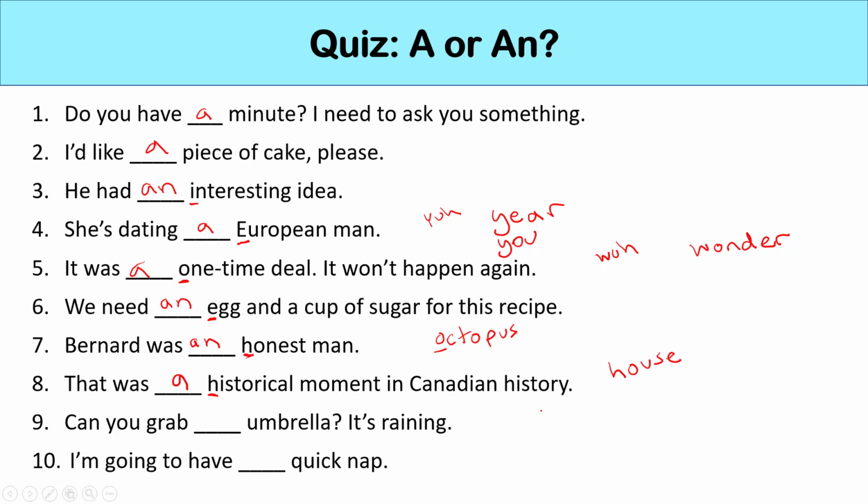Number 9, can you grab an umbrella? Umbrella begins with a U and it has a vowel sound. And finally, question 10. I'm going to have a quick nap. Quick begins with a consonant sound, so we write a.